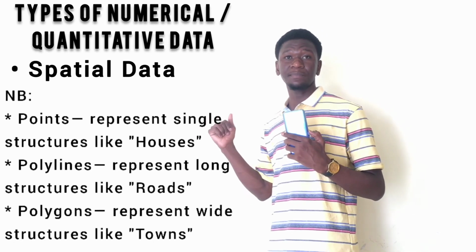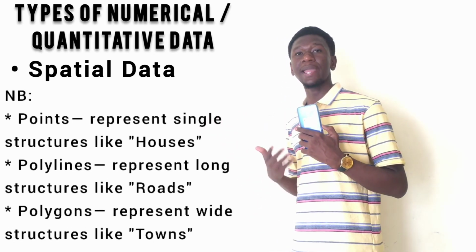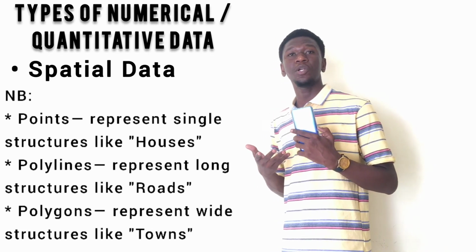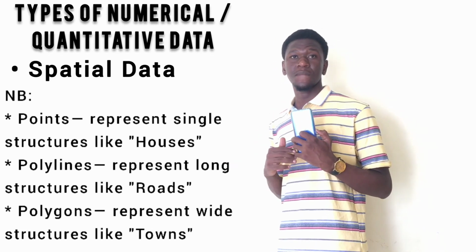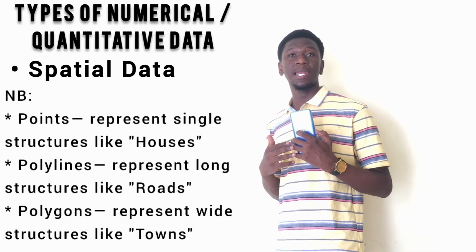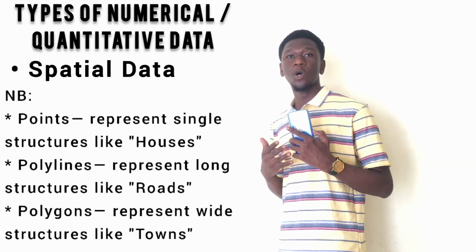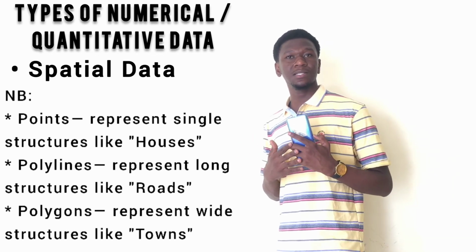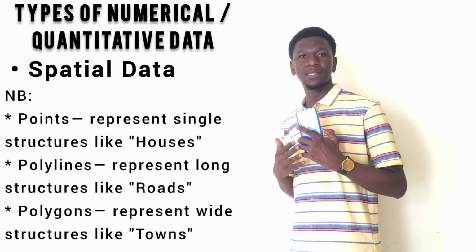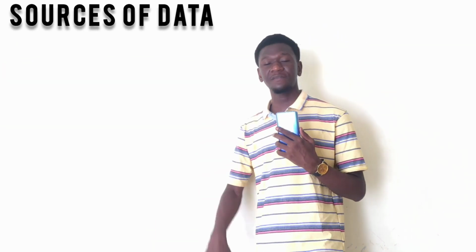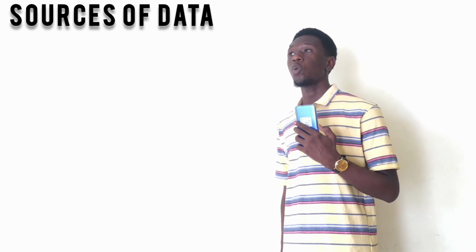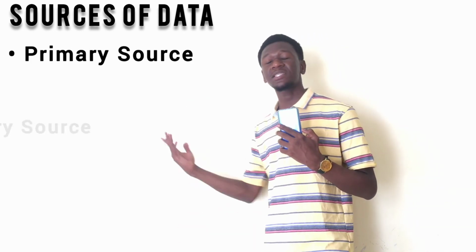Something to remember, single structures like houses are represented by points. Also, long structures like roads are presented by polylines. Wide structures like towns are presented by polygons. And let us finish up with sources of data. We have two sources of data, which are primary source and secondary source.